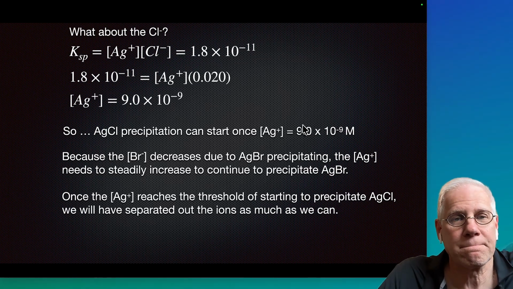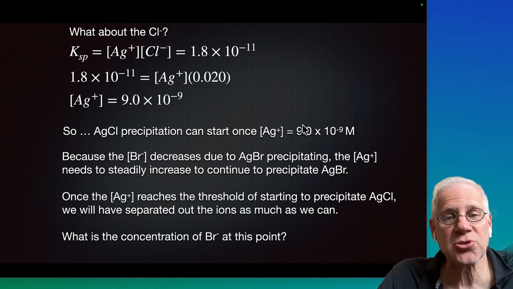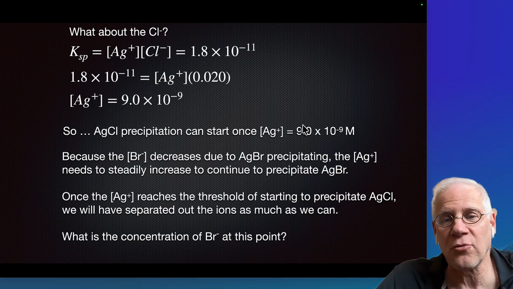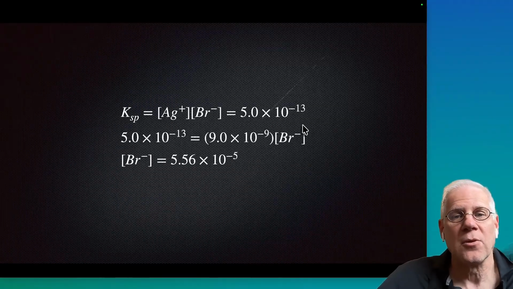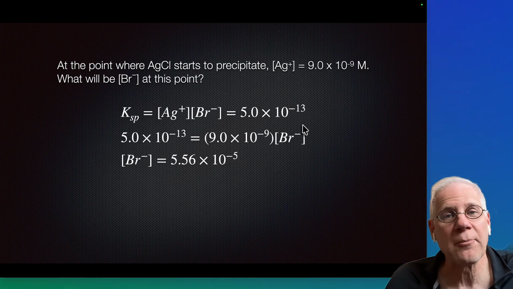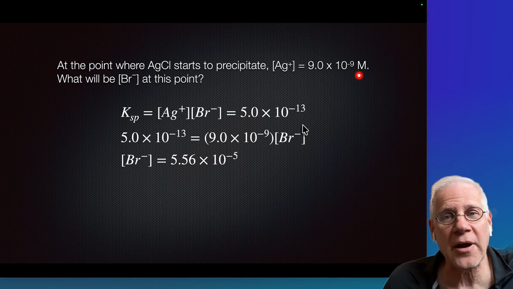Okay. So what is that point? What's the concentration of bromide once I reach that concentration of silver at 9 times 10 to the minus 9? So before I separate the silver chloride, what's the concentration of the bromide? For that, I actually need to use the concentration of silver at the chloride part. So where silver chloride begins to precipitate, silver ion concentration is 9 times 10 to the minus 9.